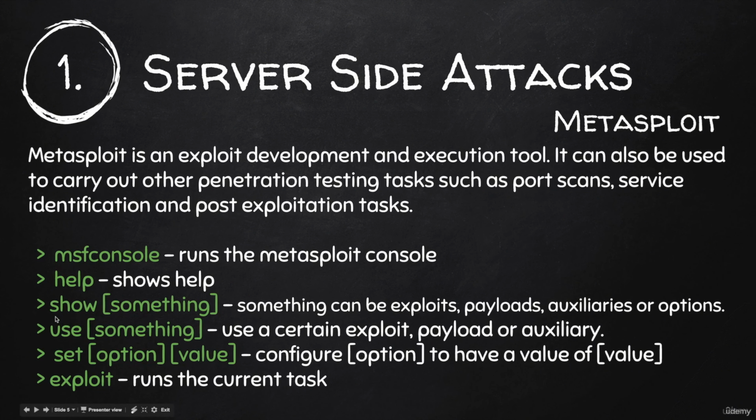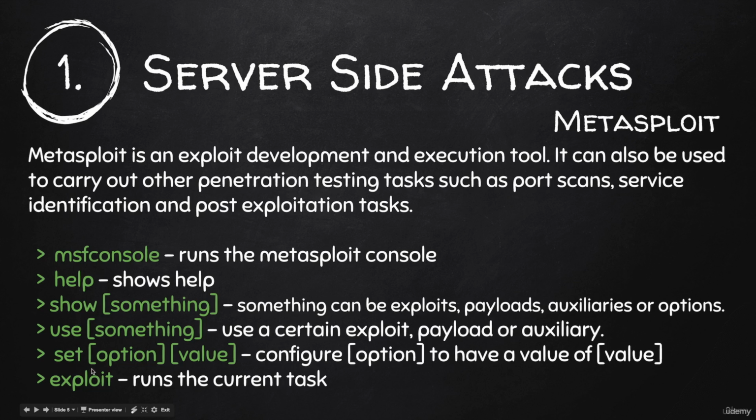You can use the show command to show something. So you can show the available exploits, you can show the available auxiliaries, the available payloads, and we'll talk about what each of these mean in the future. You can use the use command to use something that you've shown. So, for example, you showed exploits and you picked a certain exploit that you want to use. Then you use the use command and then you type in the exploit name to run it.